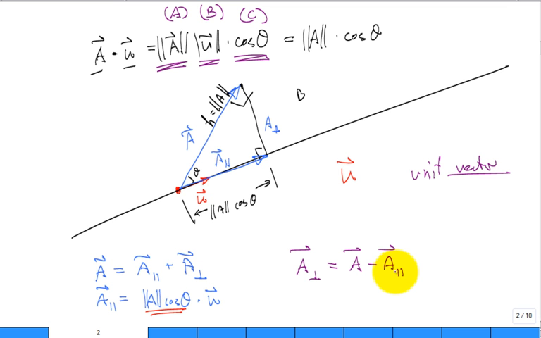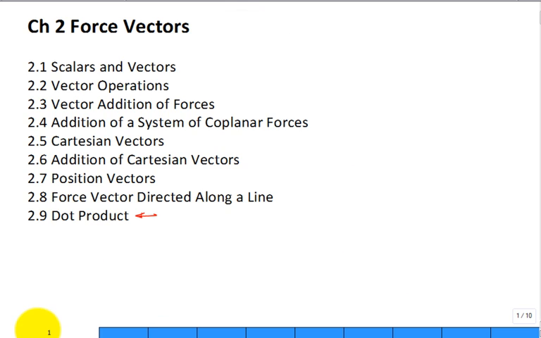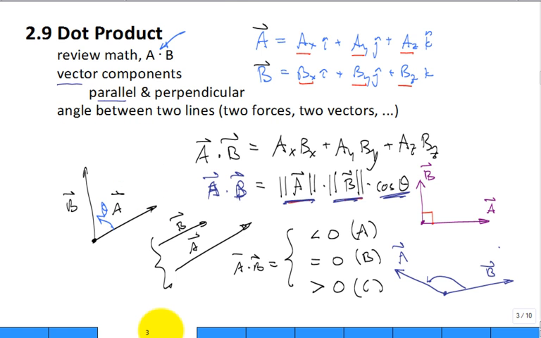You can do it in 3D as well. I show it in 2D, but you do it in 3D. So that's the vector components that are parallel and perpendicular to a given line.